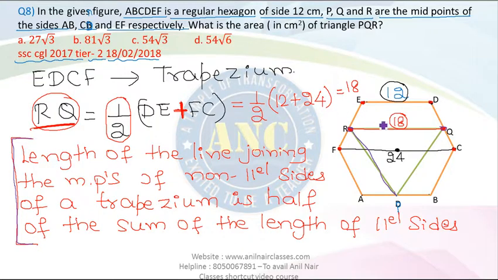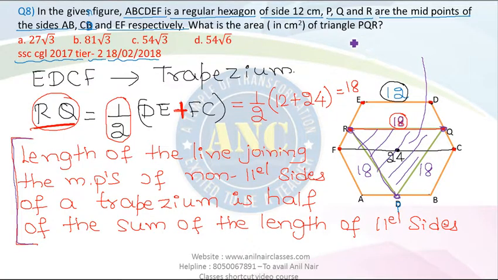RQ value is equal to this RP value, and this RP value is equal to this PQ value. That means if RQ is 18, RP will also become 18. If RP is equal to PQ, PQ also becomes 18. That means all the three sides of that triangle RPQ are same, 18 centimeter. RPQ is an equilateral triangle.